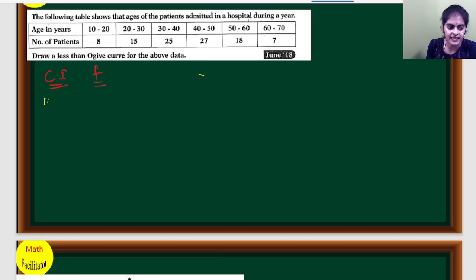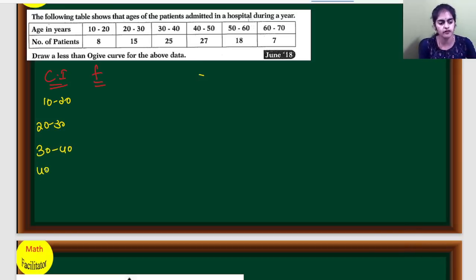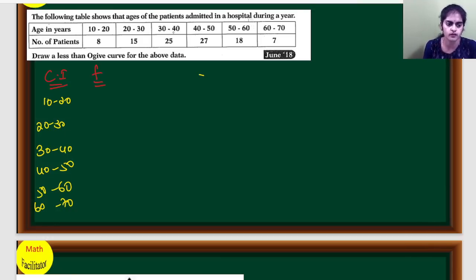We are directly taking 0 to 20, 20 to 30, 30 to 40, 40 to 50, 50 to 60, 60 to 70, and that's it. So there are 6 classes, and the frequencies are 8, 15, 25, 27, 18 and 7.